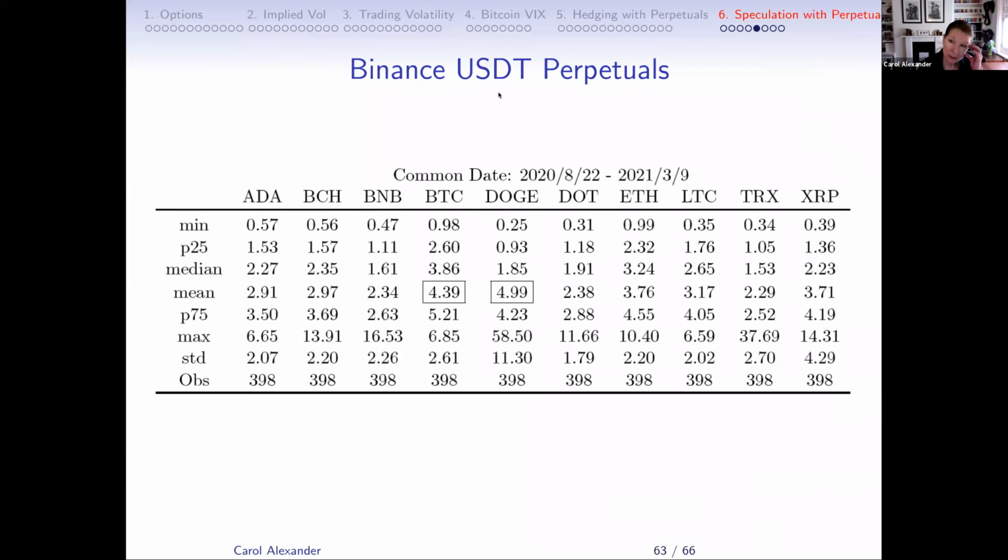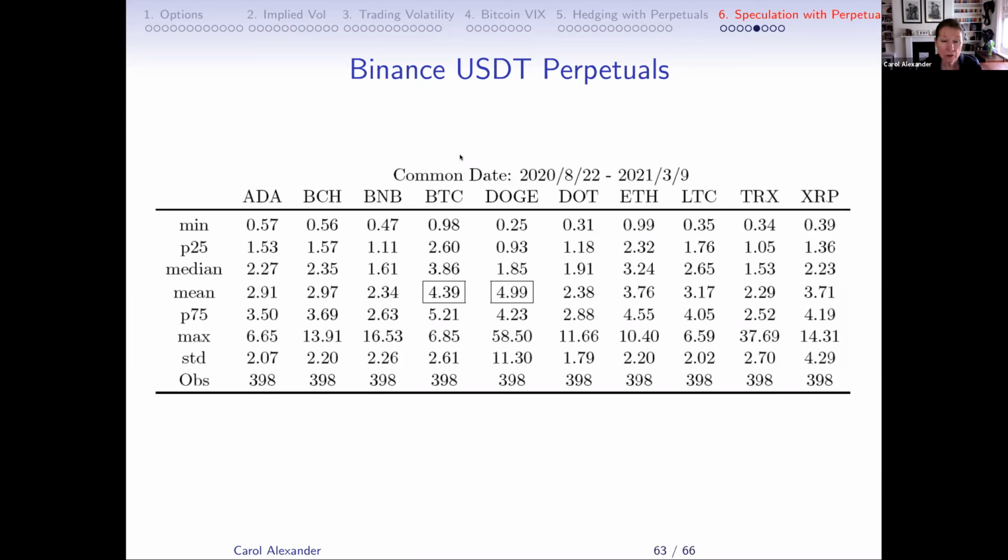So what about looking within Binance across the different coins? We've just taken some of the main, more established coins. So this is Cardano, this is Bitcoin Cash, this is BNB, Binance. No, what is BNB? I've forgotten. Sorry, I'll have to look that one up. It just escapes me. Bitcoin, Dogecoin, my favorite, DOT, Ether, Litecoin, TRX, no, I'm sorry, I should have looked this up, and Ripple.